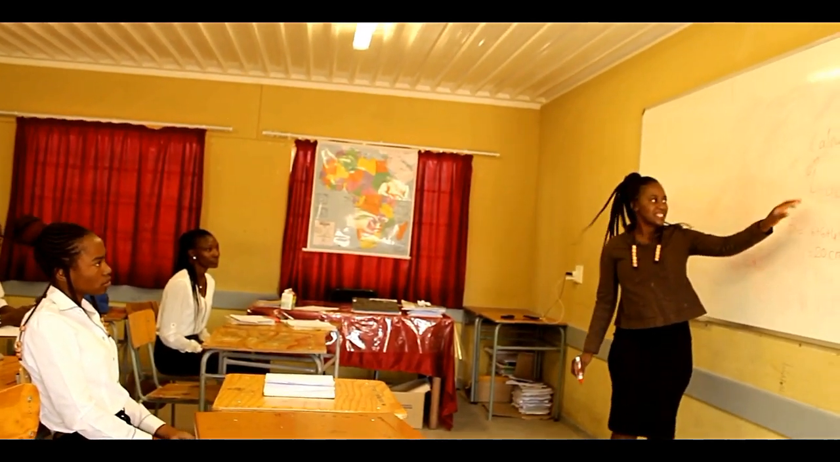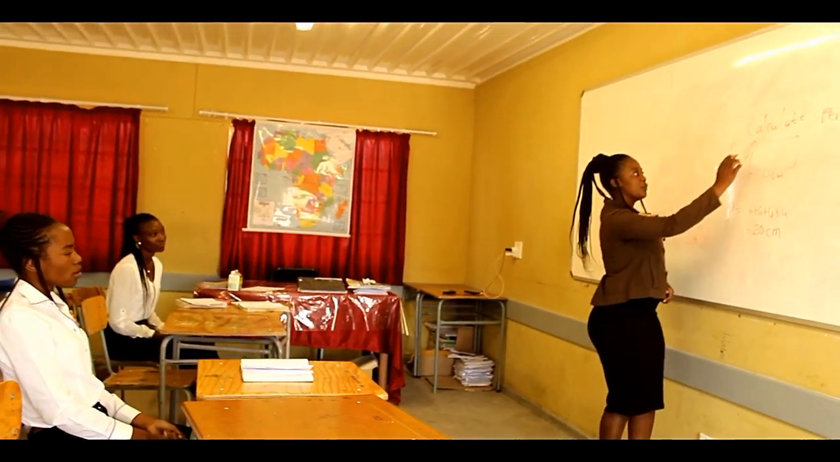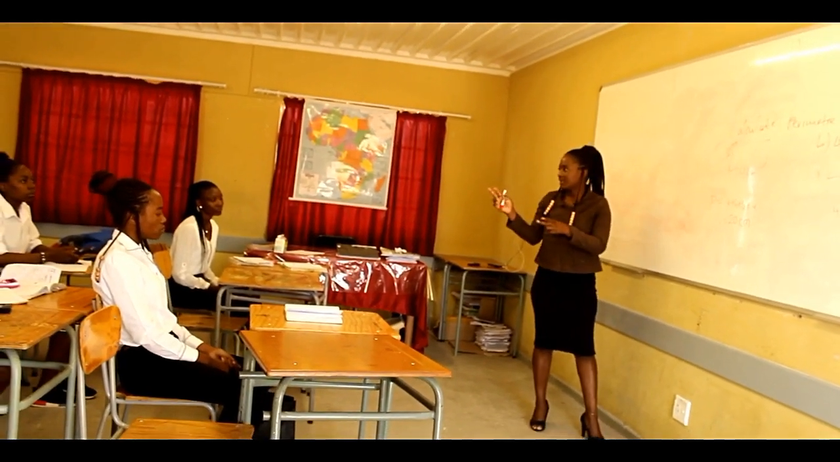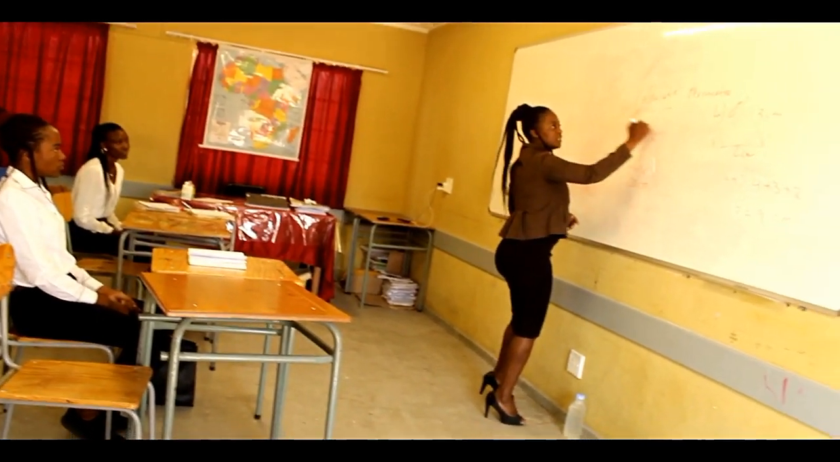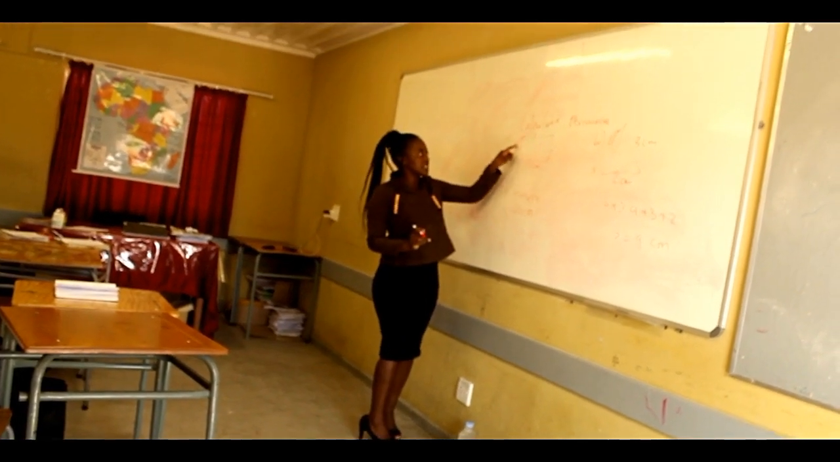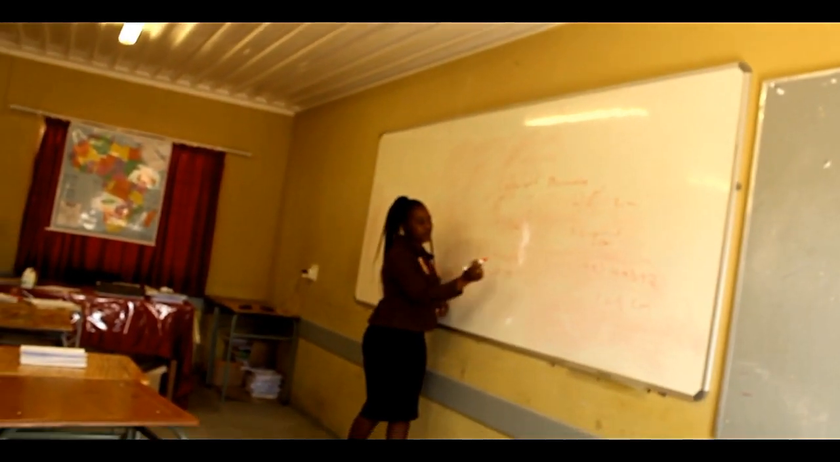Perimeter is the distance around the shape. So if you have two here, this is a rectangle. A rectangle has pairs of sides that are equal. So if this one is equal to this one, and this one is equal to this one, six here, 4 here, 4 here.